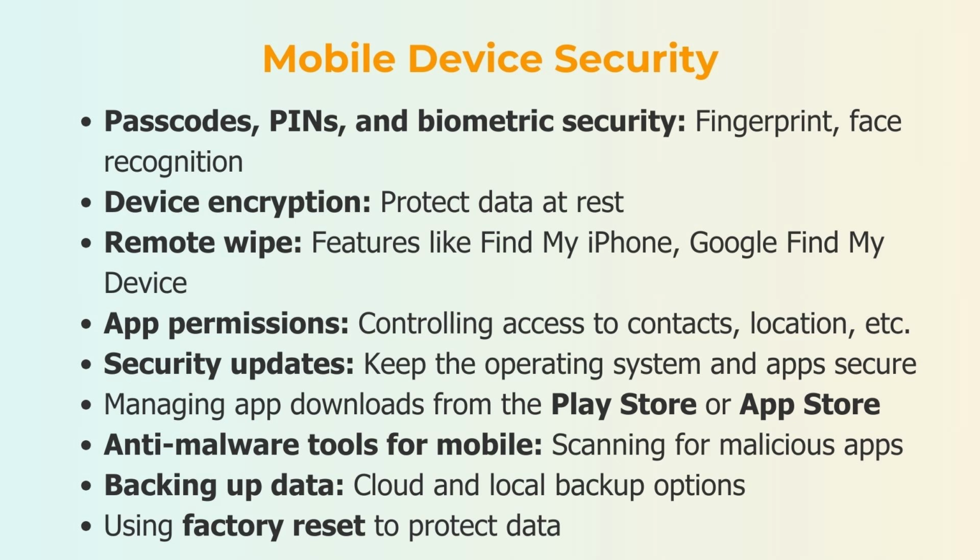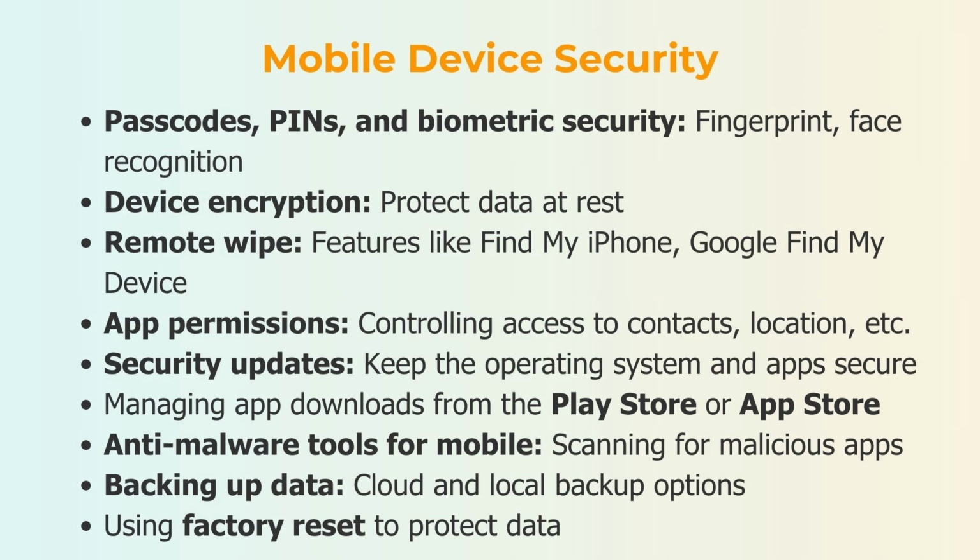Security is a crucial aspect of managing mobile devices, and the Core 1 exam will cover how to protect mobile data. Passcodes and PINs are the most basic forms of security, but modern devices now offer biometric security features, such as fingerprint scanning and facial recognition. To protect the data stored on mobile devices, device encryption is often used. Encryption ensures that if a device is lost or stolen, the data remains secure.